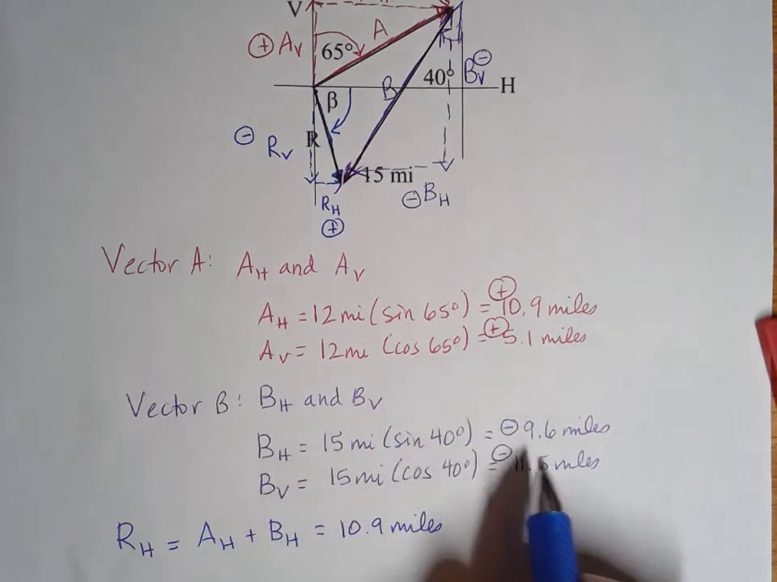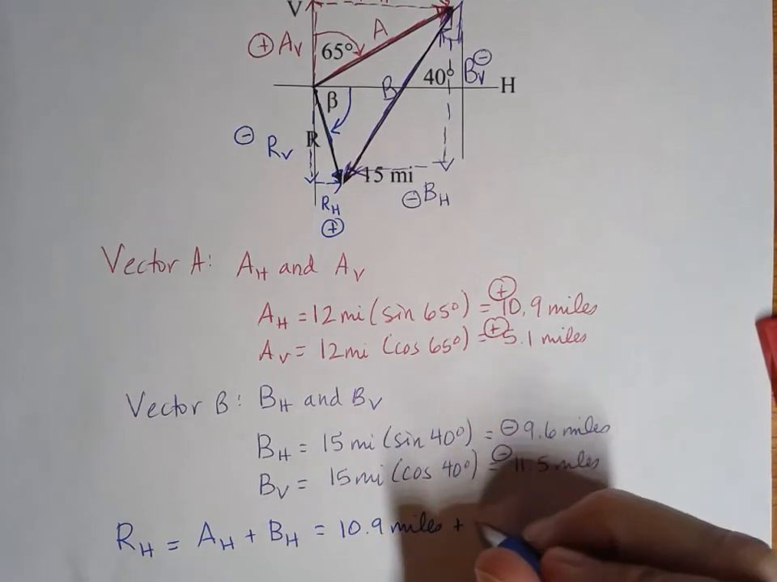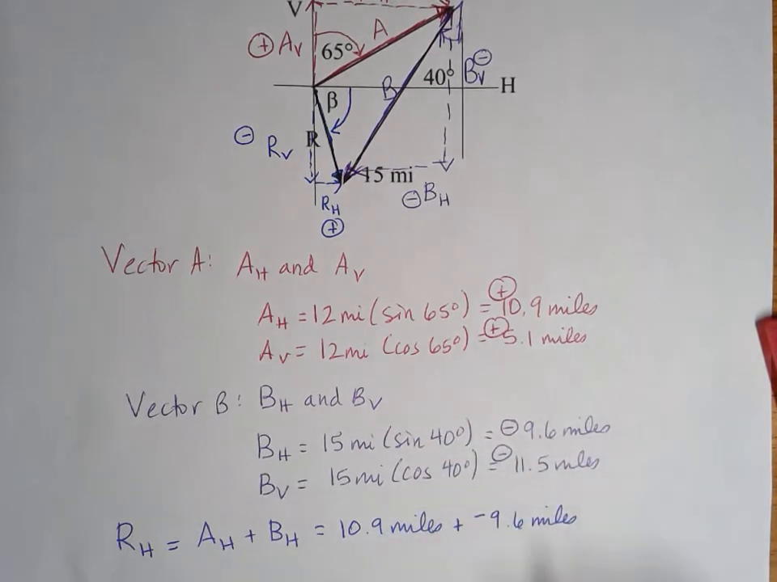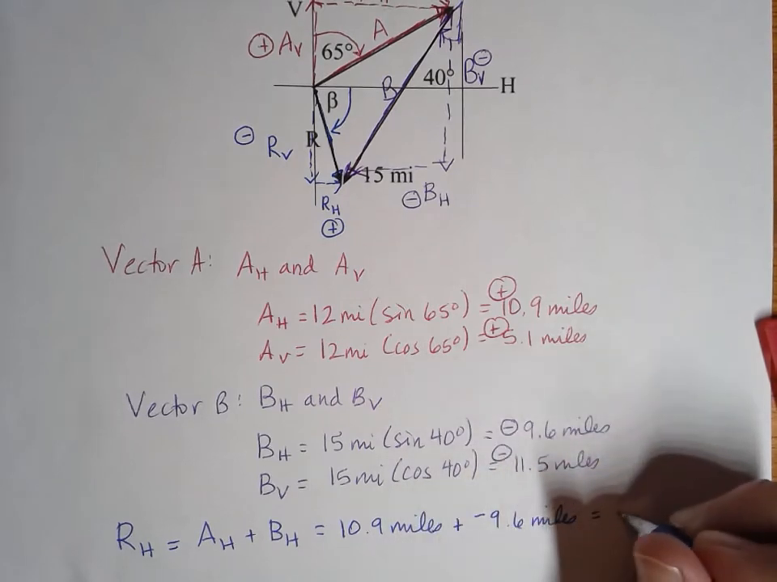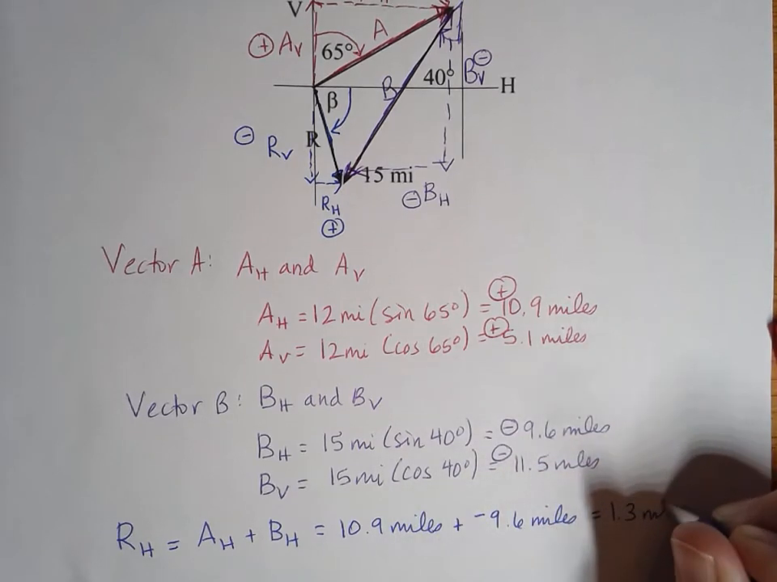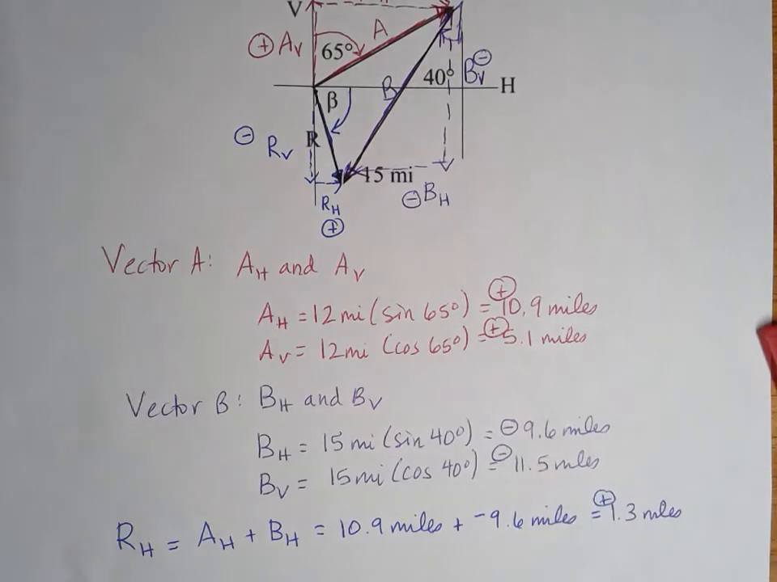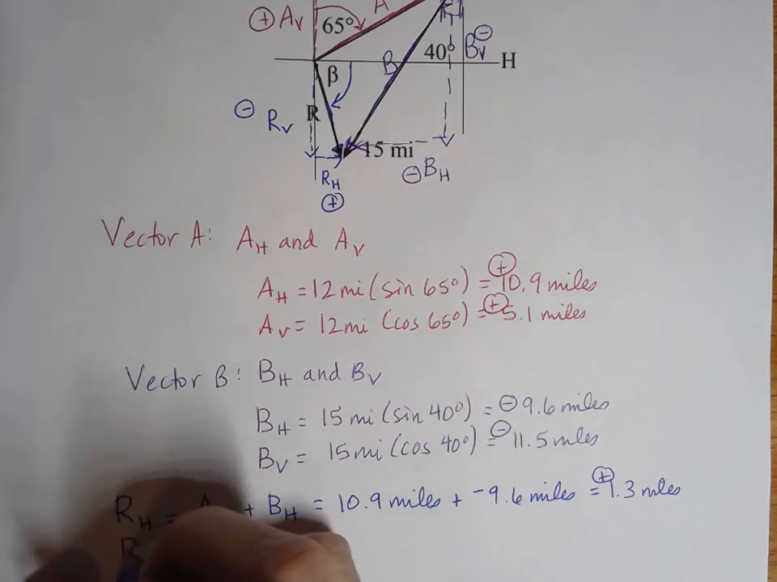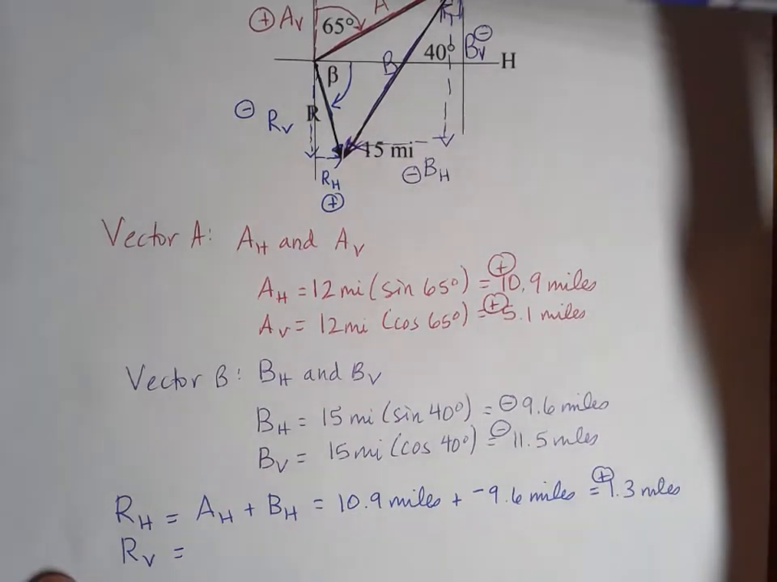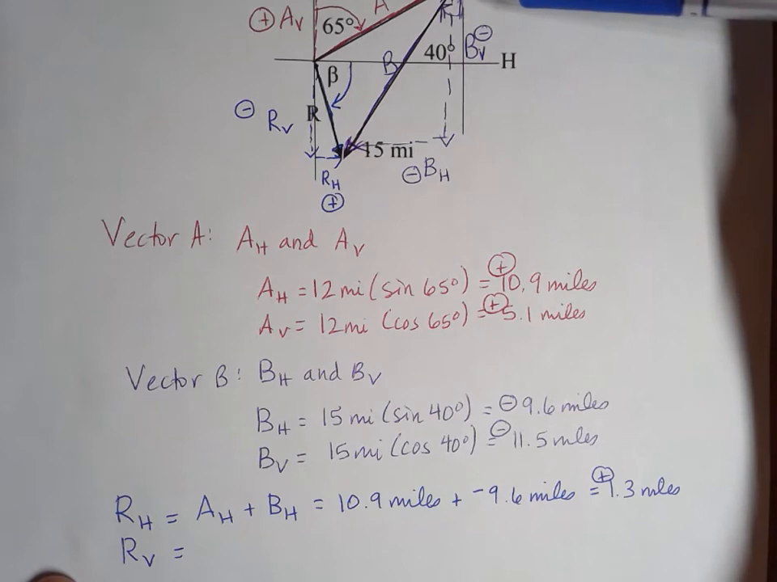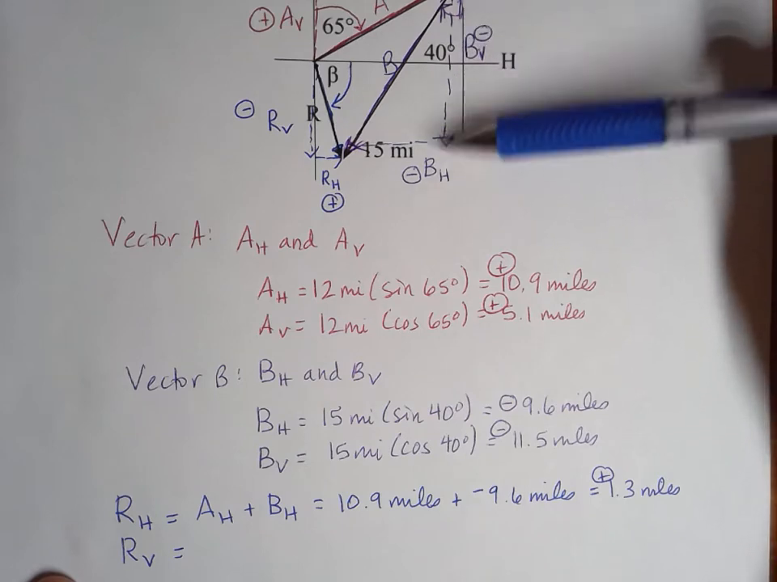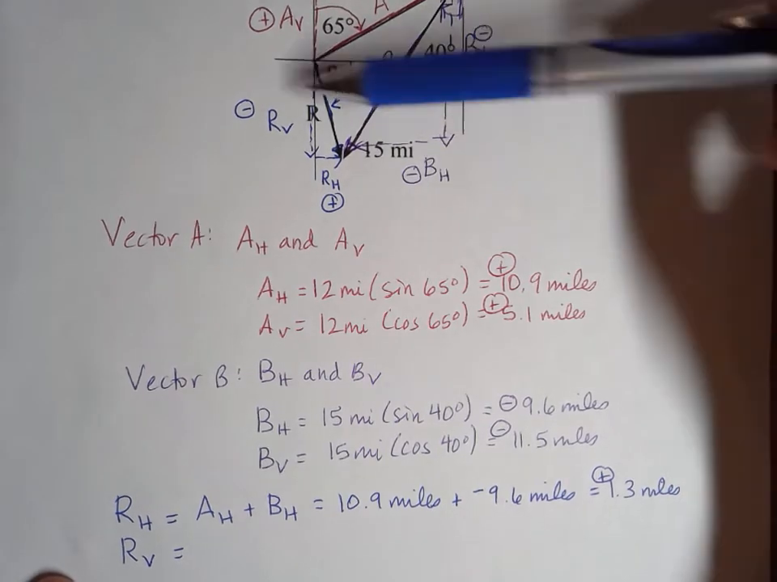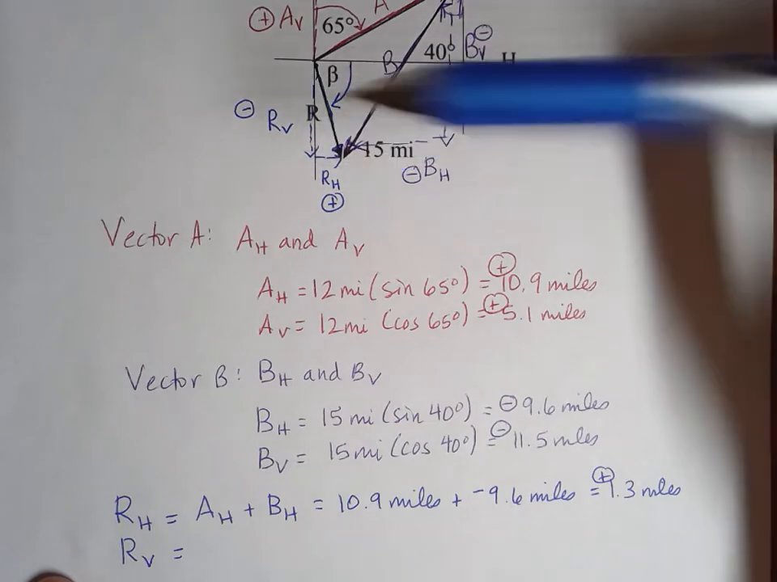Okay, and I'm adding, but it's a negative 9.6 miles. So I'm adding a negative, so I'm essentially subtracting, and when I do that, I get 1.3 miles. And I can put a positive sign on that if you want to. You don't have to, just to remember what's going on there. And let's find the resultant in the vertical direction here. I've got this big B sub V here, and I'm taking this A sub V and subtracting this B sub V from it. So I'm going to wind up with some negative value here.